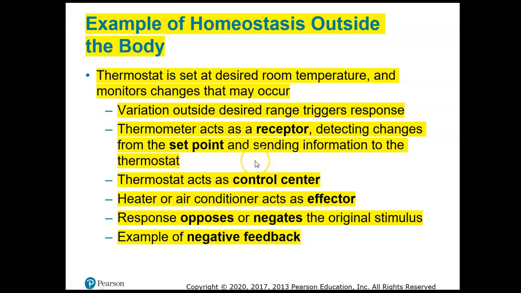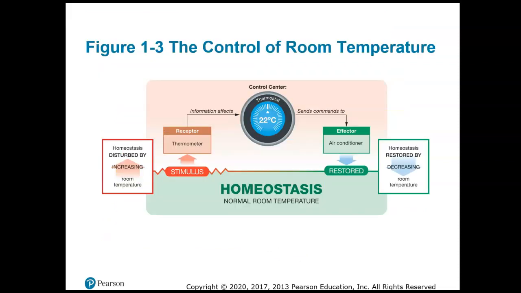So if the temperature is set at 68 on the thermostat and it went above to like 72, then the thermostat's going to switch on the air conditioner to lower the temperature back down. So if the temperature raises, then the response is going to oppose that or negate it. That is called negative feedback. And a lot of situations in our body, a lot of examples of homeostasis are controlled by negative feedback.